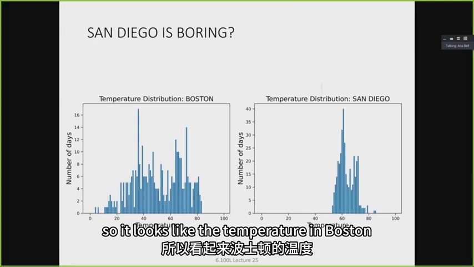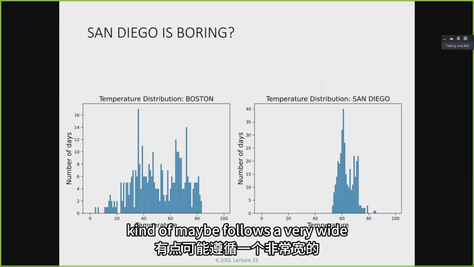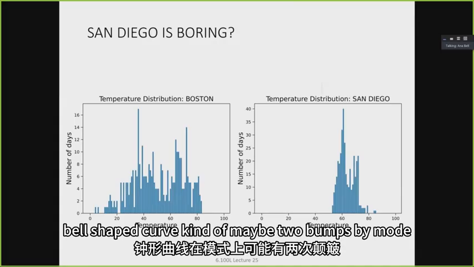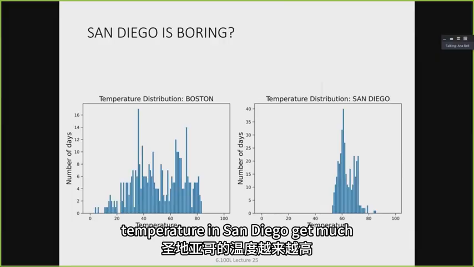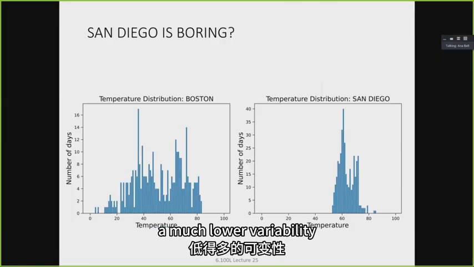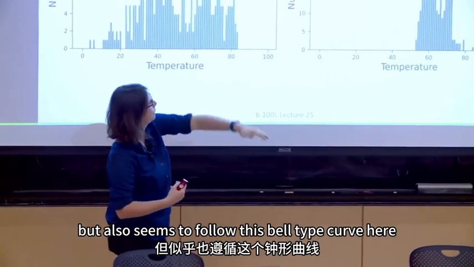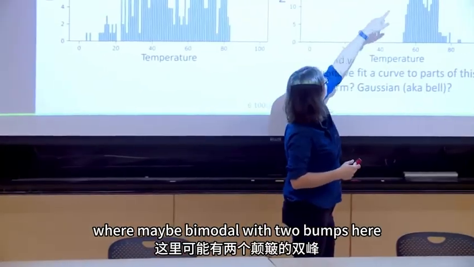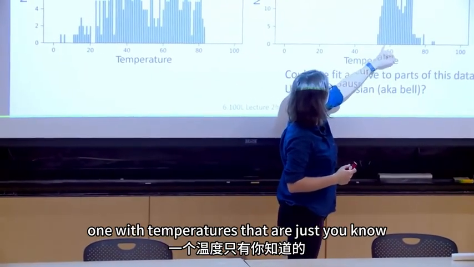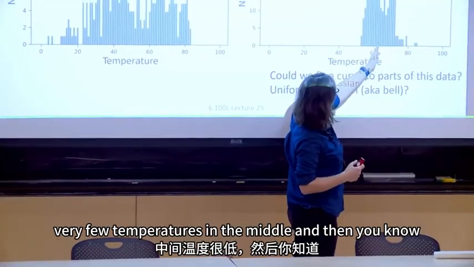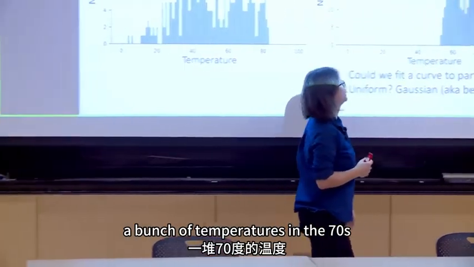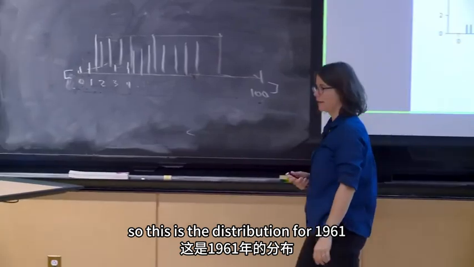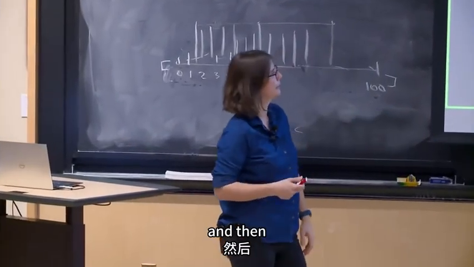So it looks like the temperature in Boston follows a very wide bell-shaped curve, maybe with two bumps, bimodal. Temperature in San Diego, again, has a much lower variability, but also seems to follow this bell-type curve, maybe bimodal with two bumps here: one with temperatures in the 55s, very few temperatures in the middle, and then a bunch of temperatures in the 70s. So this is the distribution for 1961.